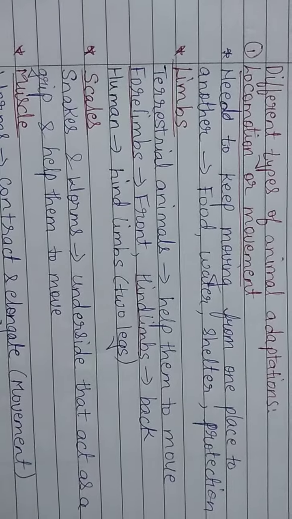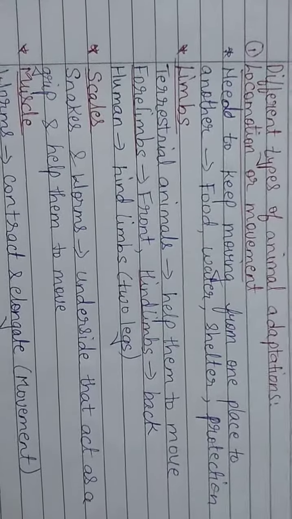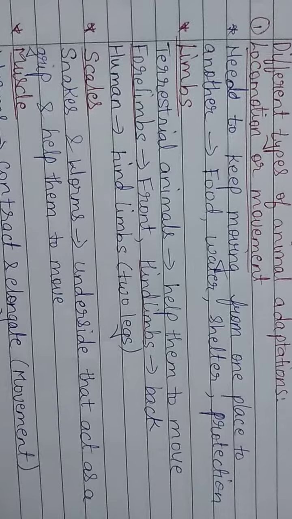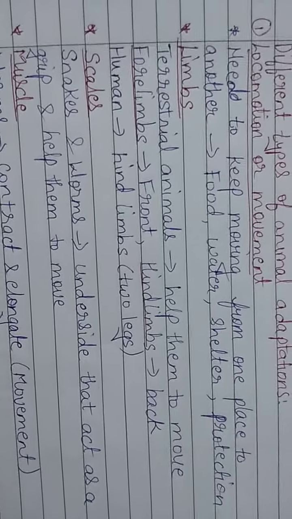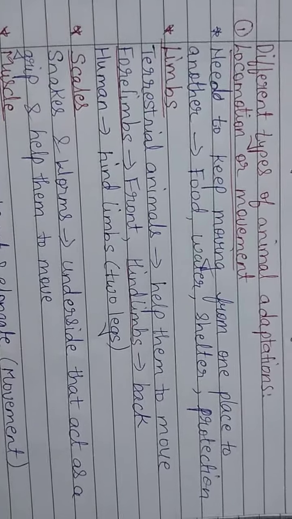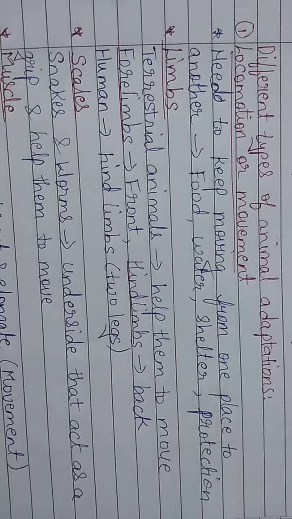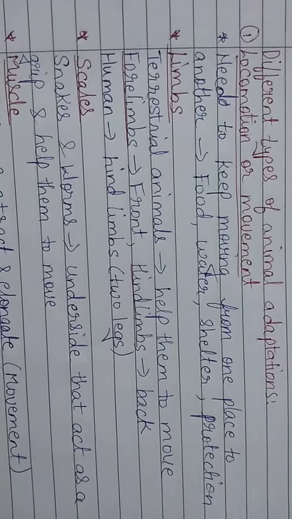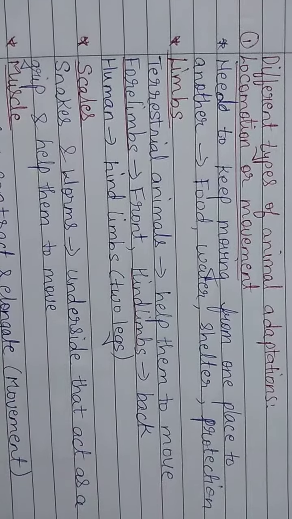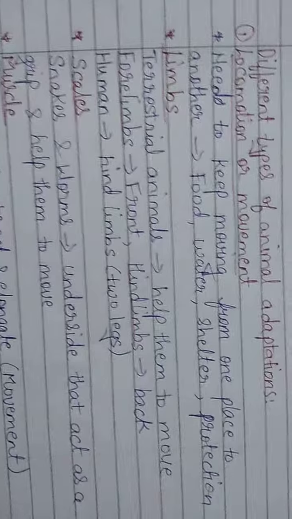Now animals, they need to move from one place to another. Why do they need to move from one place to another? In search of food, water, shelter, and also to protect themselves from predators. What do we mean by predators? Predators means those who attack the animals. Okay, so they need to protect themselves from the predators. So for these reasons, they need to keep moving from one place to another.